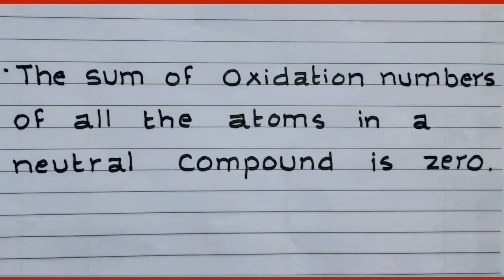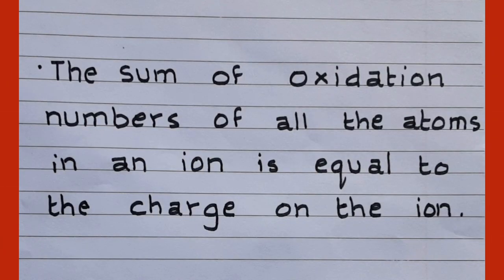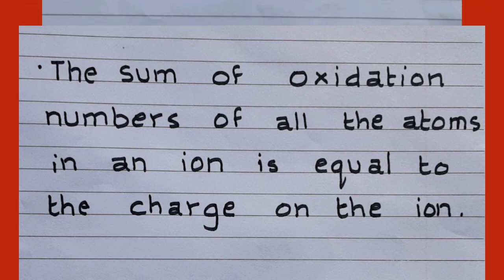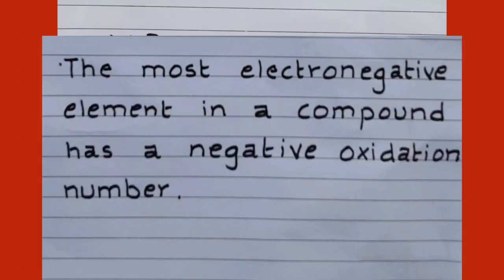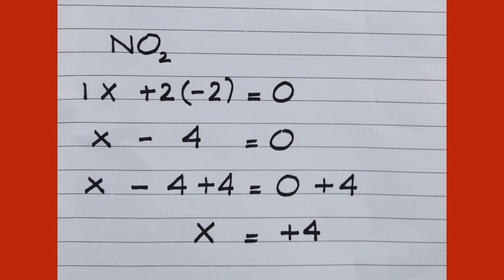The sum of oxidation numbers of all the atoms in a neutral compound is 0. The sum of oxidation numbers of all the atoms in an ion is equal to the charge on the ion. The most electronegative element in a compound has a negative oxidation number. How to find oxidation numbers? First we will find the oxidation number of nitrogen in NO2 and the oxidation number of carbon in CO2 with detailed explanation, then we will follow the rule for others.